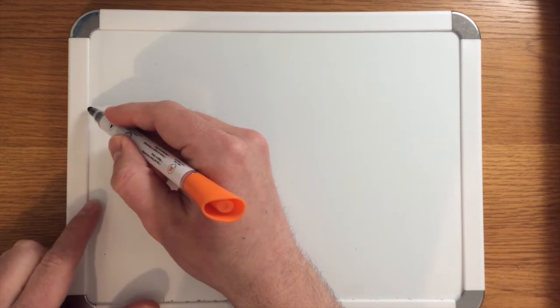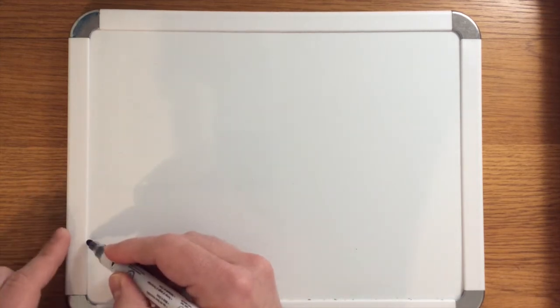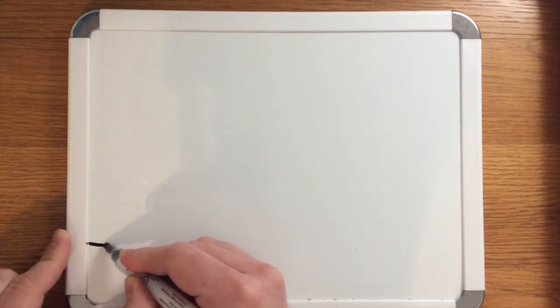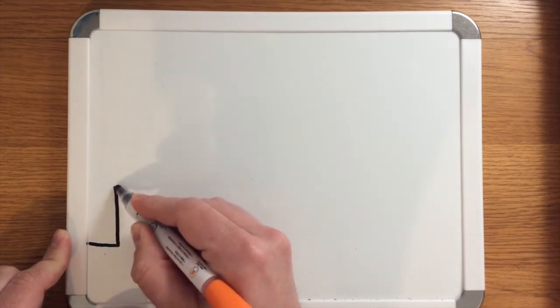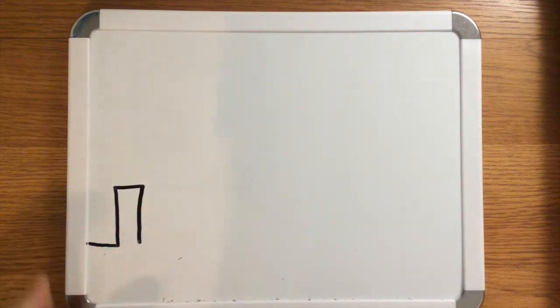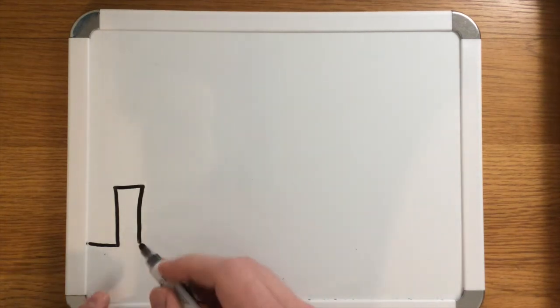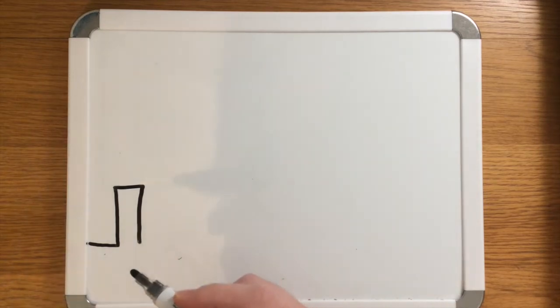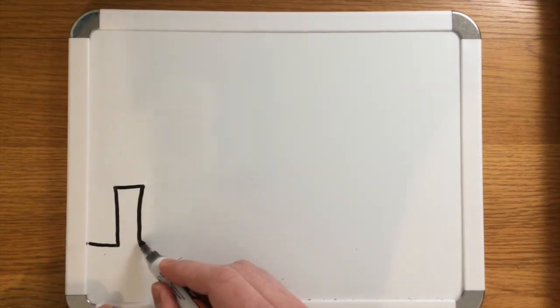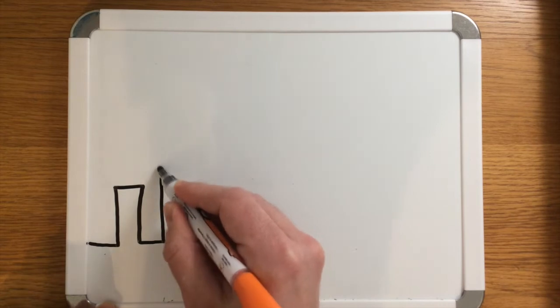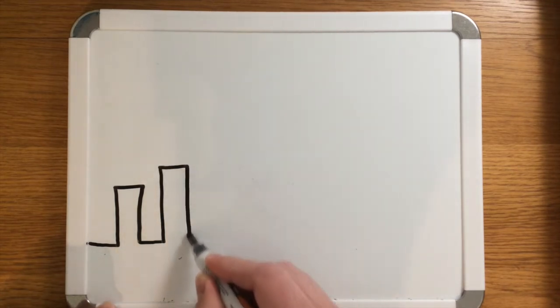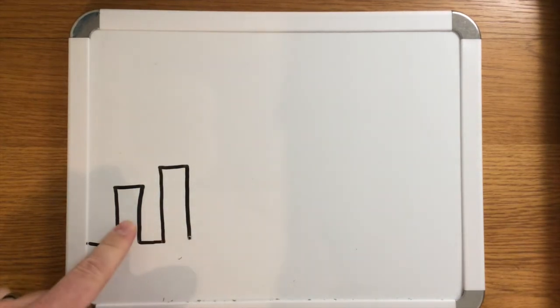So I start here on one side of the board. Actually start a little lower here. And I'm going to go right, up, right, down. And just like that, I formed a building or a skyscraper. And I'm just going to continue that pattern over and over again. So in your head or even out loud, you can say that pattern. Right, up, right, down.